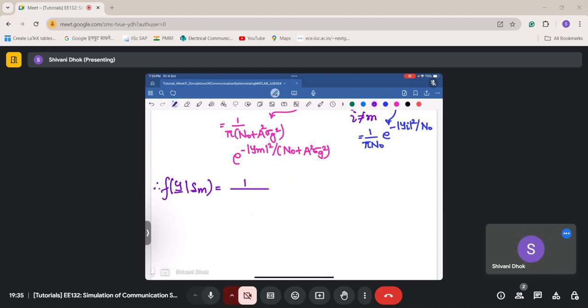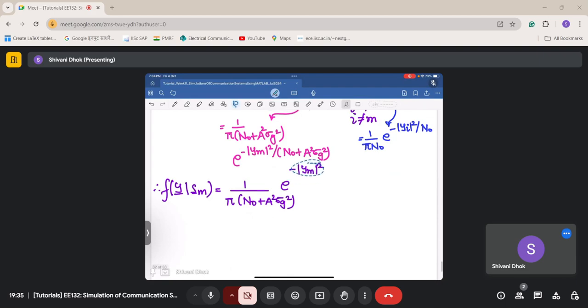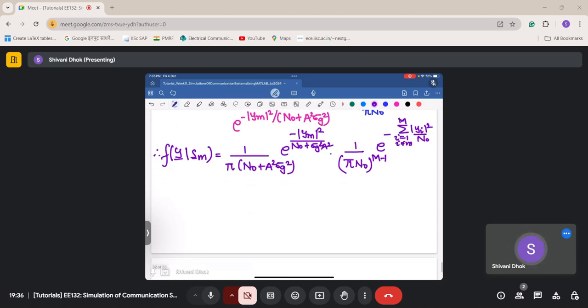This will be equal to 1 over pi into N naught plus A square sigma g square, into e power minus ym square divided by N naught plus sigma g square A square, multiplied by 1 over pi N naught to the power m minus 1, into e power minus summation i equal to 1 to m for i not equal to m of magnitude of yi square by N naught. Okay, so I have this.